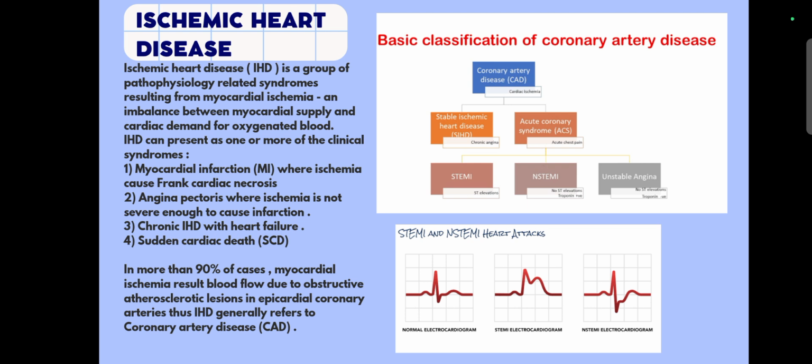So, basically, coronary artery disease is divided into two types, that is, stable ischemic heart disease or acute coronary syndromes. In acute coronary syndromes, we may see ST elevation in the ECG graph, or no ST elevation with troponin positive, which may confirm that the patient has gone through myocardial infarction. And there is unstable angina with no ST elevation, troponin negative. Here, only the pain occurs in the chest region. So, below are the different diagrammatic representations of the ECG.